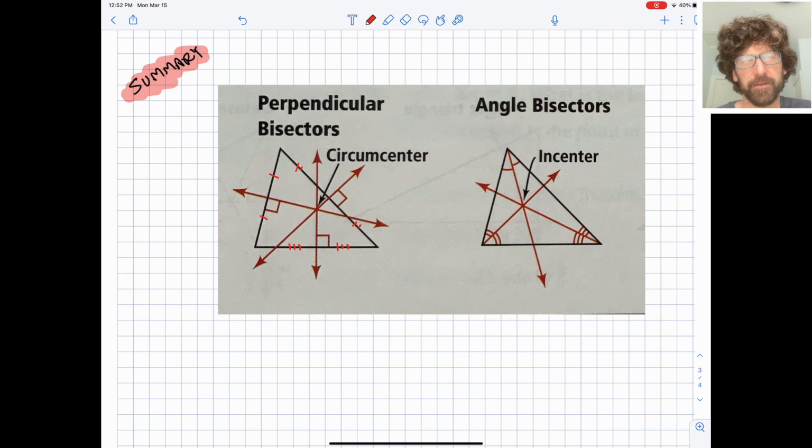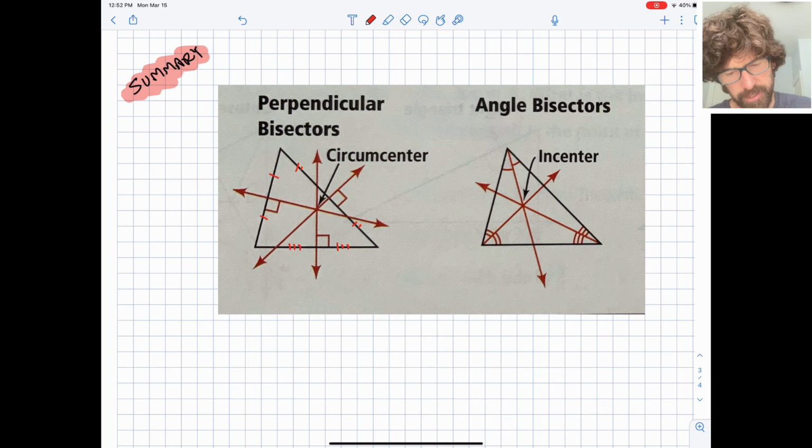Those will always all meet at a particular point, which is kind of surprising, I would think. It's kind of unusual for three lines to meet all at one point, but they always will, no matter what triangle you have. And this is called the circumcenter.